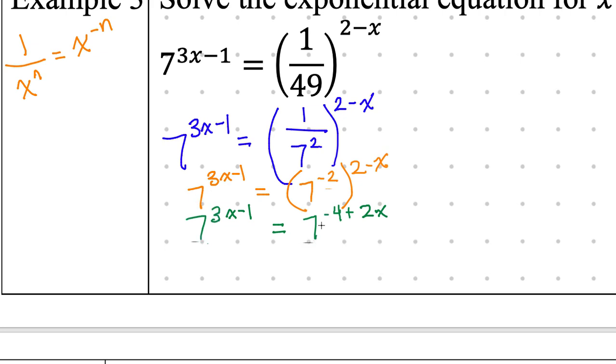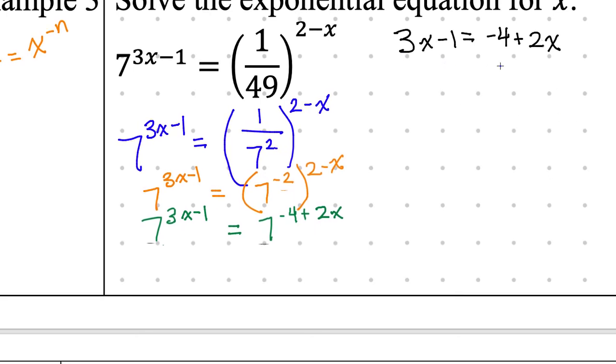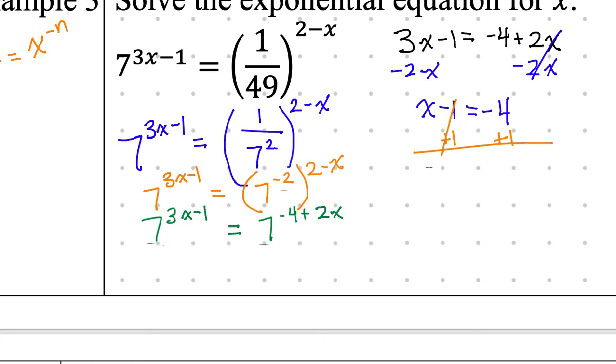What's the next step? Quiet raised hand. Ellery. Set 3x minus 1 equal to negative 4 plus 2x. Exactly. We're setting those powers equal to one another. Should I solve? Yes, please. So you would start by subtracting 2x from both sides. So you'll have x minus 1 is equal to negative 4. And you add the 1 on both sides. So you'll have x is equal to negative 3. There it is. Thank you, Ellery.